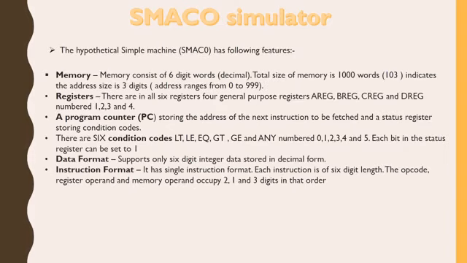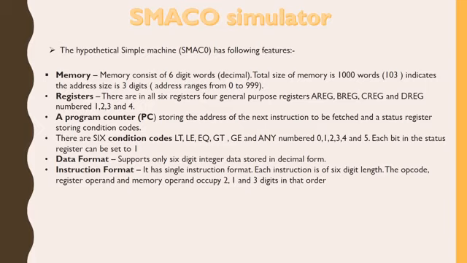So let's start with the introduction of your simulator. Basically, your simulator has some features, just like memory. The memory of your SMACO simulator consists of 6-digit words in a decimal format, and the total memory size is up to 1000 words. That is indicated by addresses of size 3 digits. That is, your addresses will range only from 000, or simply 0, to 999. So you will have only 1000 memory locations to save your program.